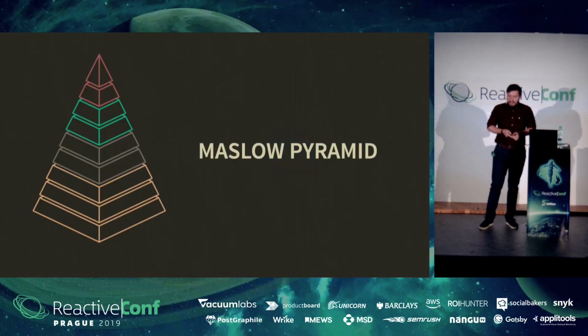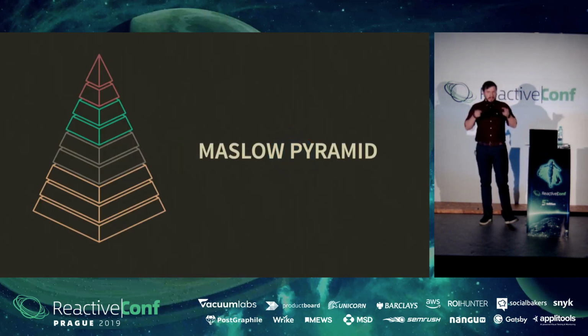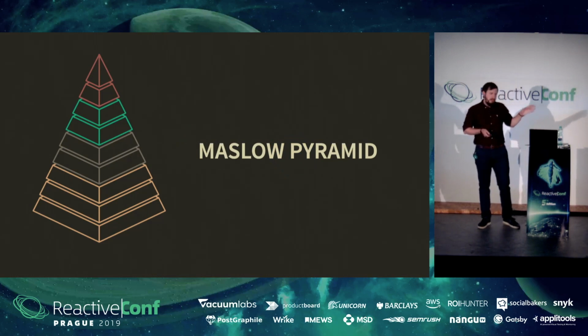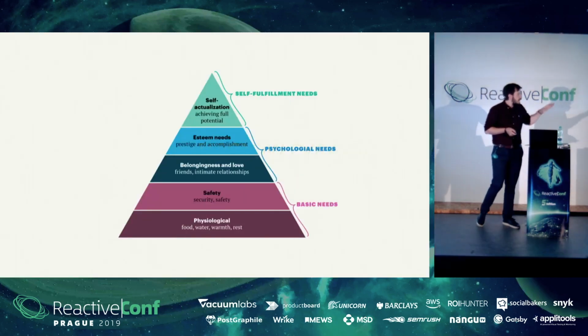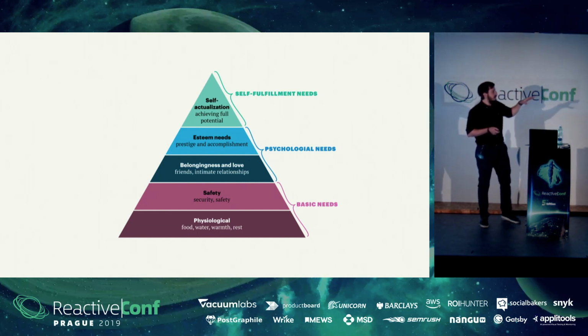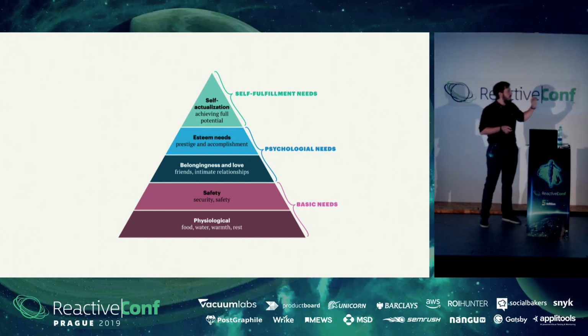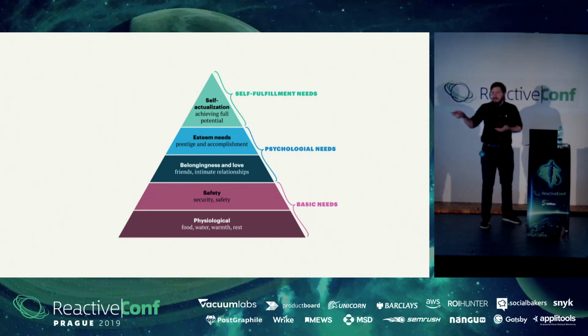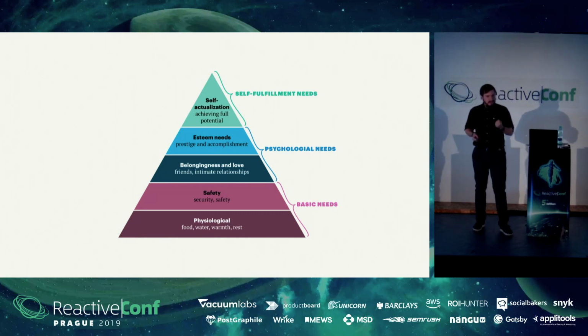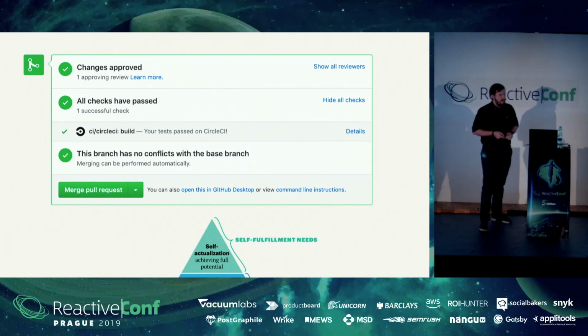But I believe that behind every technical decision there should be something like the Maslow pyramid. You probably know about that. It's like physiological needs on the bottom, esteem needs in the middle, and self-actualization is the best thing. But I believe self-actualization is not the best thing in life. You know what is the best thing in life? It's to crush your enemies, see them driven before you, and of course, a green pull request.